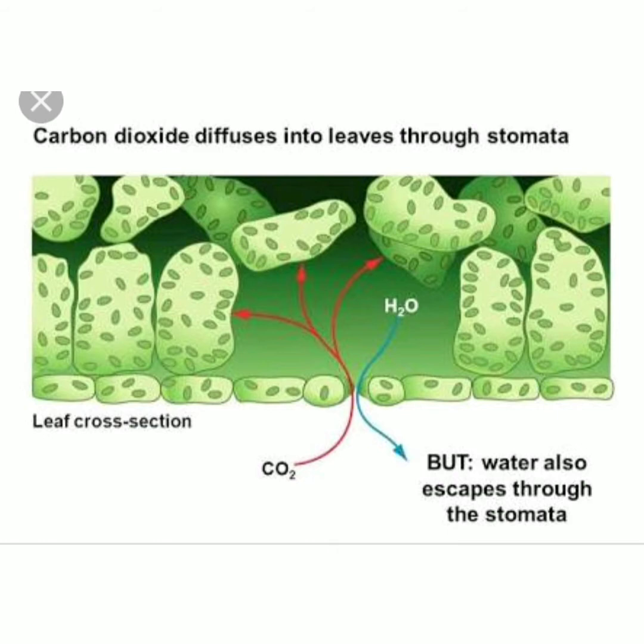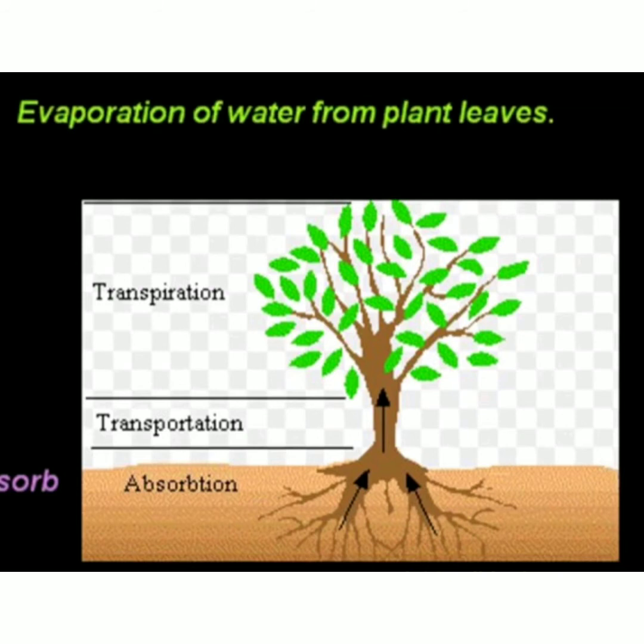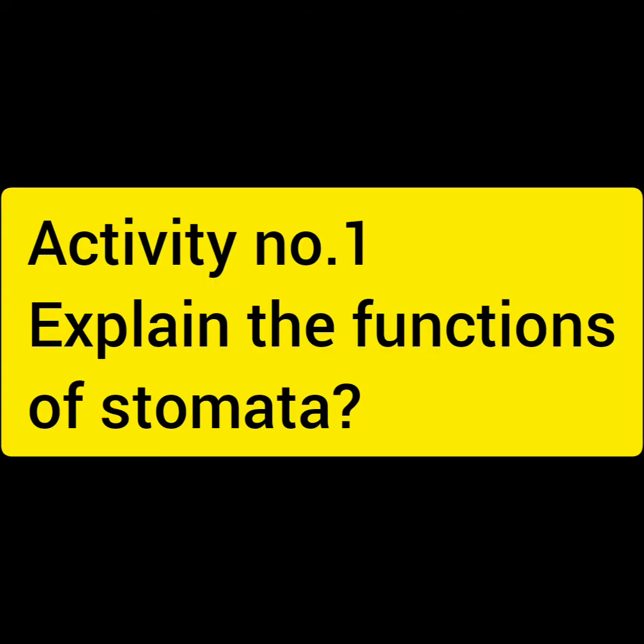Plants absorb a large amount of water through roots, but this water absorbed through roots is not used completely. The balance water is also released through the stomata. So here comes our activity number 1. Activity number 1, explain the functions of stomata. You can write it. Absorption of carbon dioxide, release of oxygen, and also another one is release of water to the atmosphere. Okay.